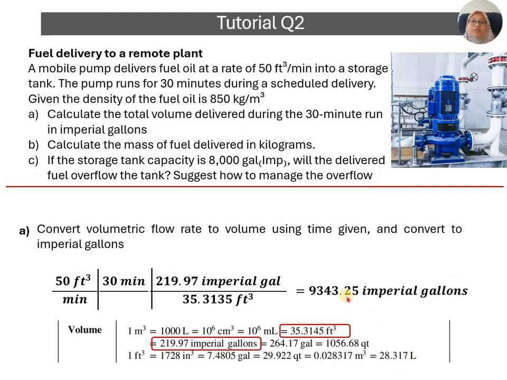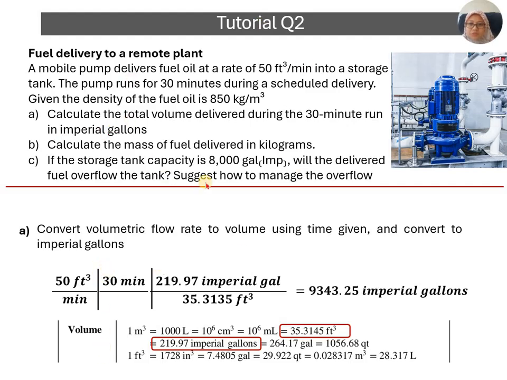Next, question 2. Fuel delivery to a remote plant. A mobile pump delivers fuel oil at a rate of 50 cubic feet per minute into a storage tank. The pump runs for 30 minutes during a scheduled delivery. Given the density of the fuel oil is 850 kg per meter cube. A. Calculate the total volume delivered during the 30-minute run in imperial gallons.